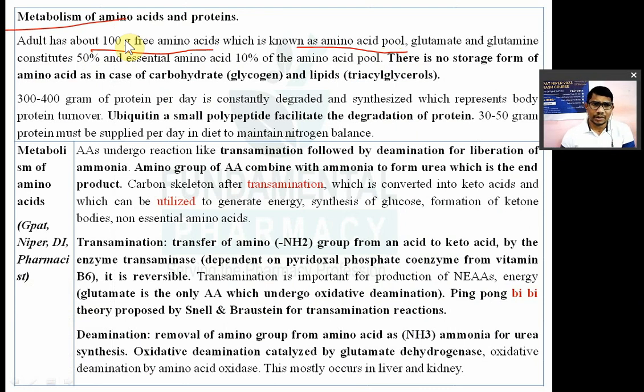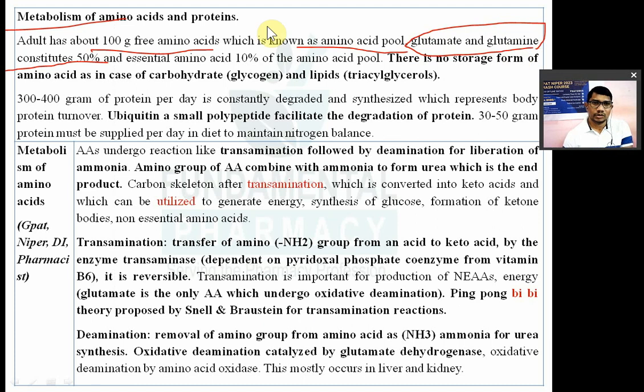ग्लूटामेट, ग्लूटामाइन, दे ओनली कंस्टिट्यूट 50% ऑफ जो 100 ग्राम अमीनो एसिड का पूल होता है, उसमें का 50% क्या रहेगा भाई, ग्लूटामेट एंड ग्लूटामाइन. बिकॉज इन दोनों के ऊपर ही बहुत सारा चीज चलता है. बिकॉज इंडिविजुअल अमीनो एसिड विल बी मेटाबोलाइज्ड एंड it is converted lastly into glutamate or glutamine, because these are intermediates in various metabolic reactions.